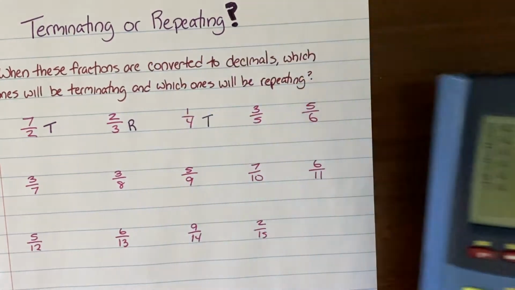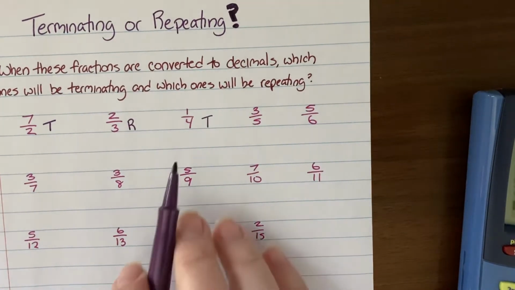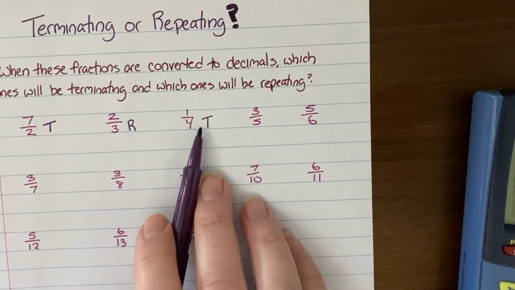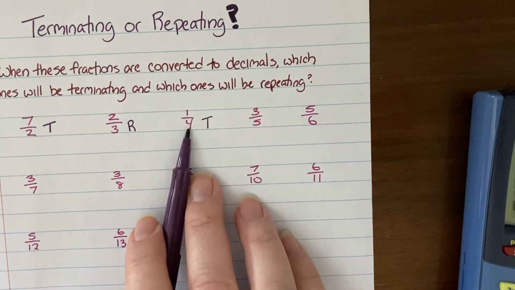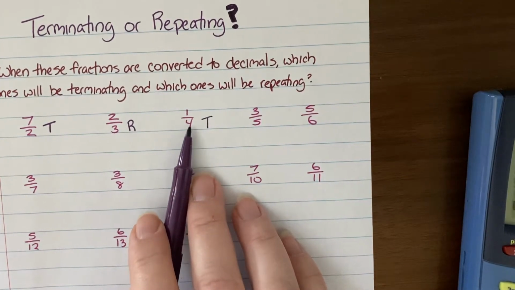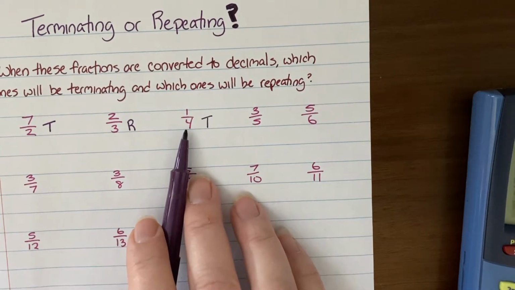Okay. A trick I had heard is that if you can take the denominator and multiply it up so that it is a 10 or 100 or 1,000 or 10,000, any multiple of 10 basically, then it will for sure be a terminating decimal.